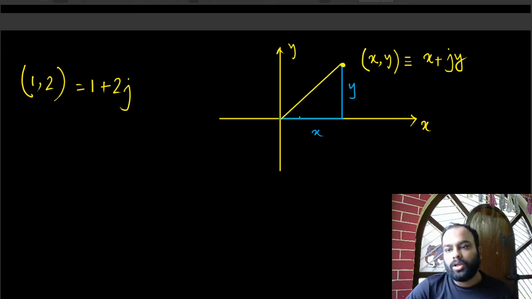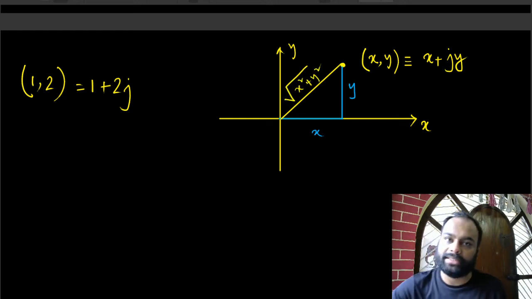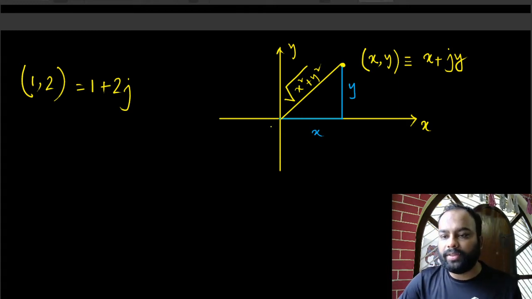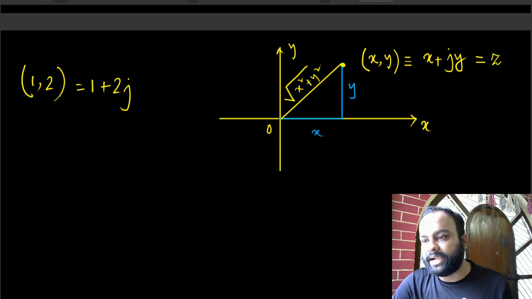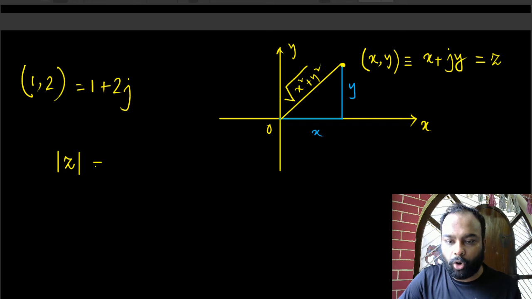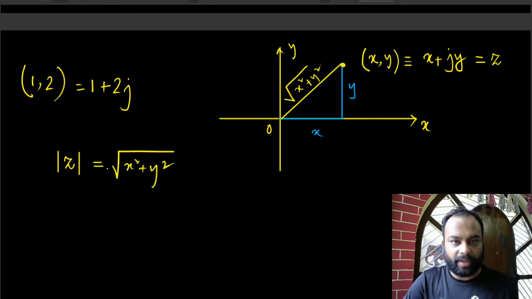Okay, now what about this length? This length is, of course, by means of Pythagoras theorem, root over x square plus y square, and length is positive, right? So this is the Pythagorean distance between the origin here and this point here. As far as the complex representation goes, if this is represented with z, this distance is known as the modulus of the complex number. So this is going to be root over x square plus y square, okay?